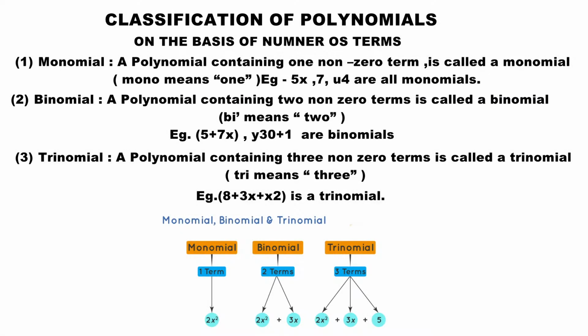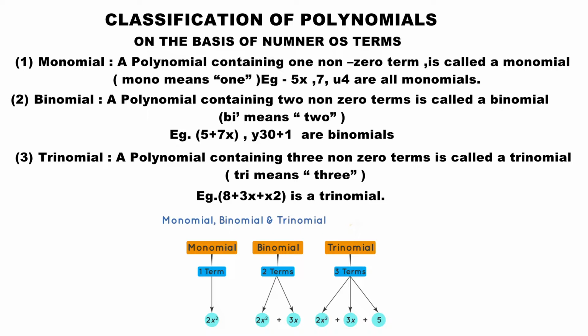Now let's classify the polynomials. First, on the basis of number of terms, in which first is known as monomial. A polynomial containing one non-zero term is called monomial, in which mono means one. For example, 5x, 7, u raised to the power 4 are all monomials.